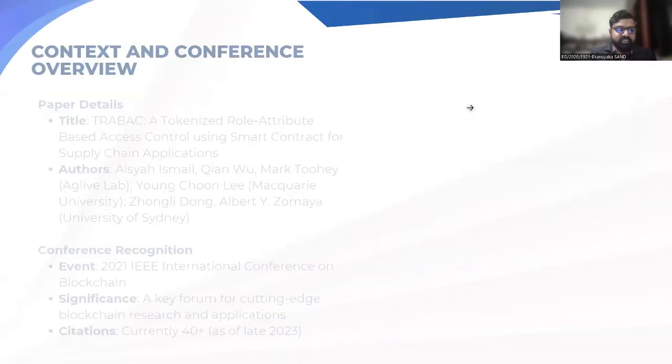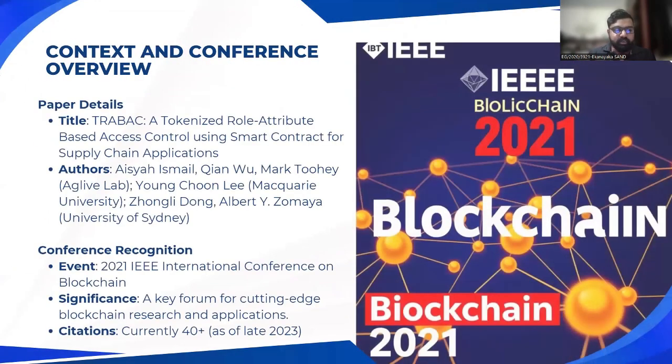This paper was published at the 2021 IEEE International Conference on Blockchain, which is a highly recognized platform for state-of-the-art blockchain research. The authors include researchers from K.B.L.H, Macquarie University, and the University of Sydney. As of late 2023, this work has received over 40 citations, reflecting its growing influence in the field.